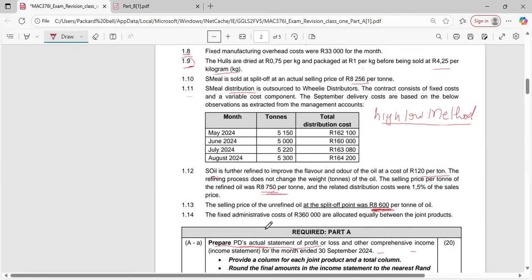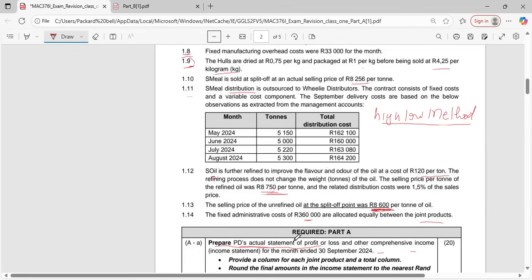Then the fixed administrative costs of 360,000 were allocated equally between the joint products. So here we should know that administrative costs are not going to be part of the joint cost because they are not manufacturing. So 1.14 is going to be an overhead cost. Right, so we are done.